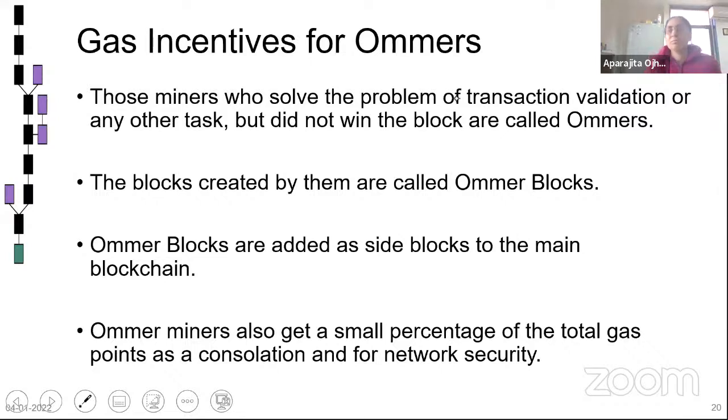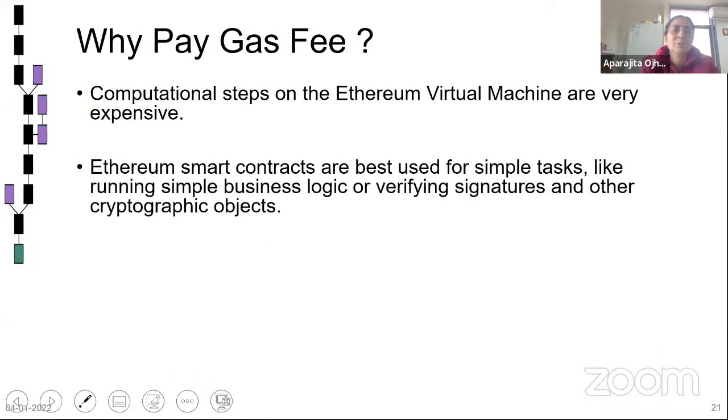Warning message, if you define your smart contract like this, because only after computation you come to know that the gas exhausted is this much, right? So it will all depend on how you define your application. Ommer miners also get a small percentage, as I told you.